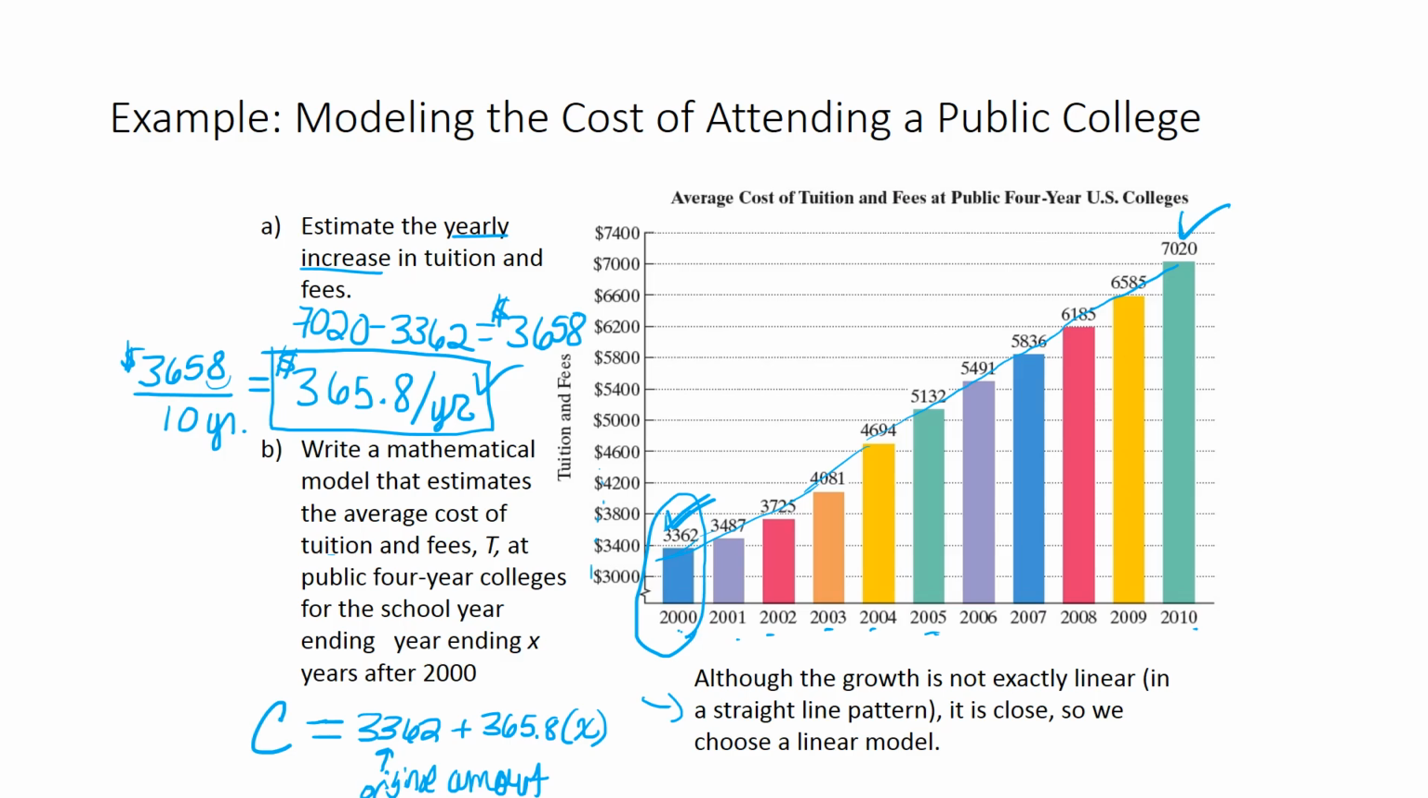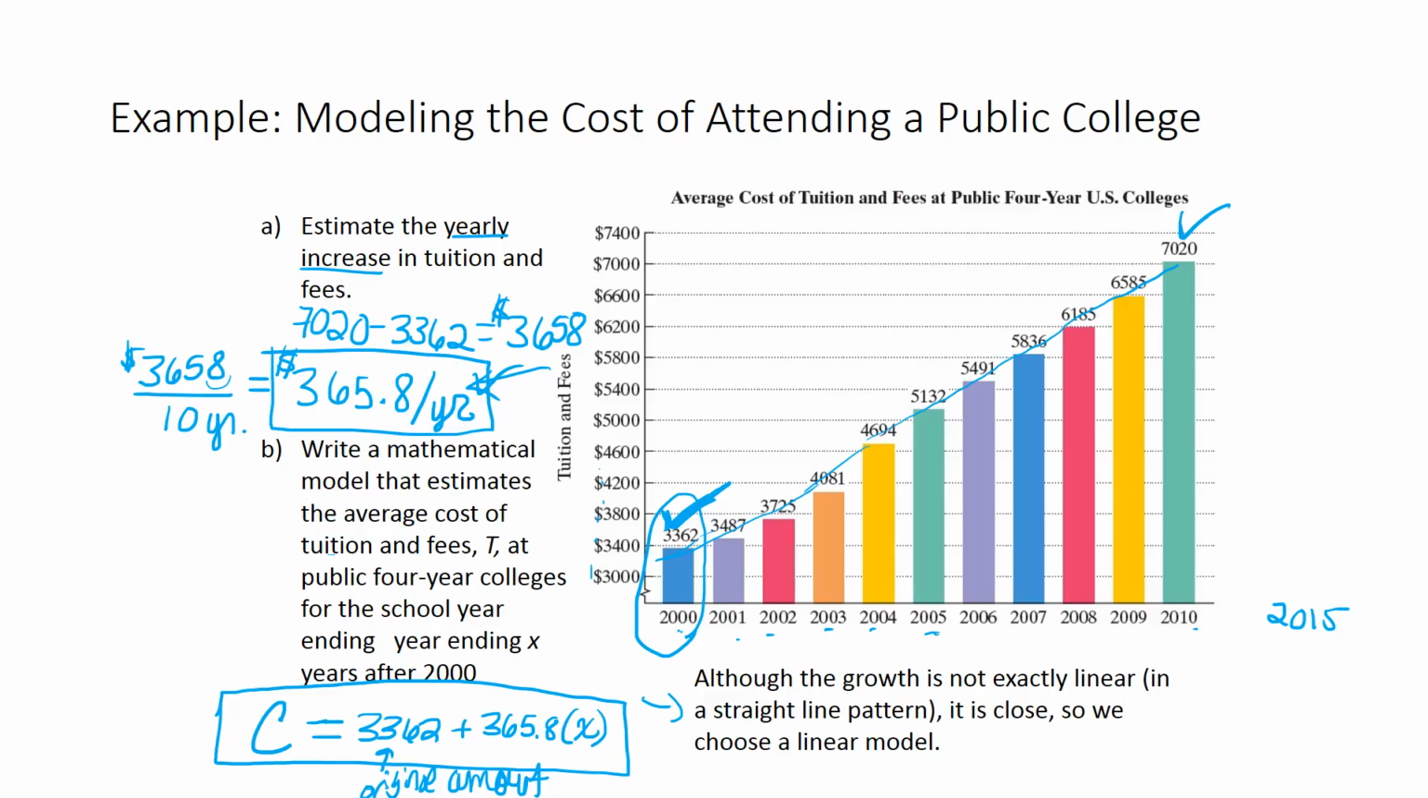If I asked you about the year 2015, you would take this original amount and you would take 15 of these yearly increases, right? 15 of the yearly increases and add it to the original amount. So it just says write a mathematical model. It doesn't give us a specific year, so that is our linear model.